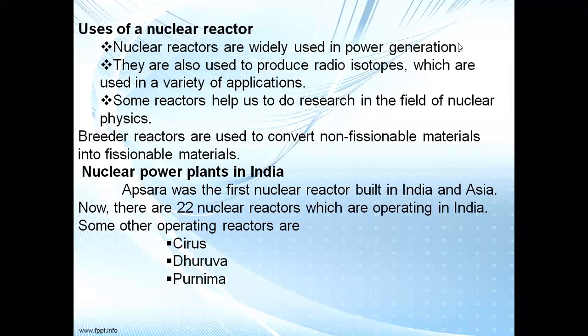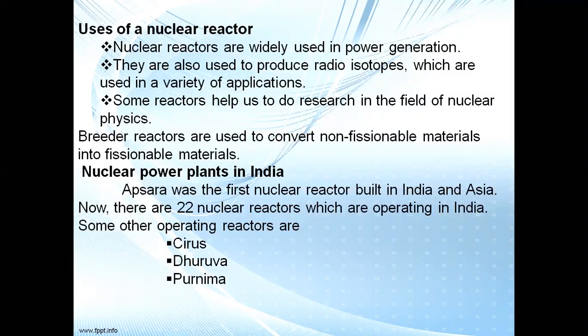So first point is power generation. We are using the electricity. Okay. So nuclear reactor is used in the power generation. Next one, they are also used to produce radioisotopes which are used in a variety of applications. Already we learned about radioisotope uses. So the radioisotope is used in the medical field, agriculture, research centers, etc. So this radioisotope is produced in the nuclear reactor. Okay. So some of the nuclear reactors are used for research in nuclear physics.